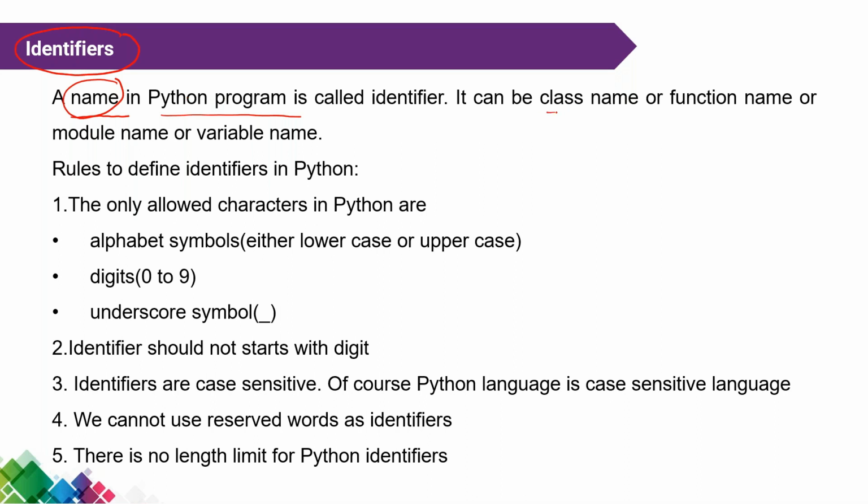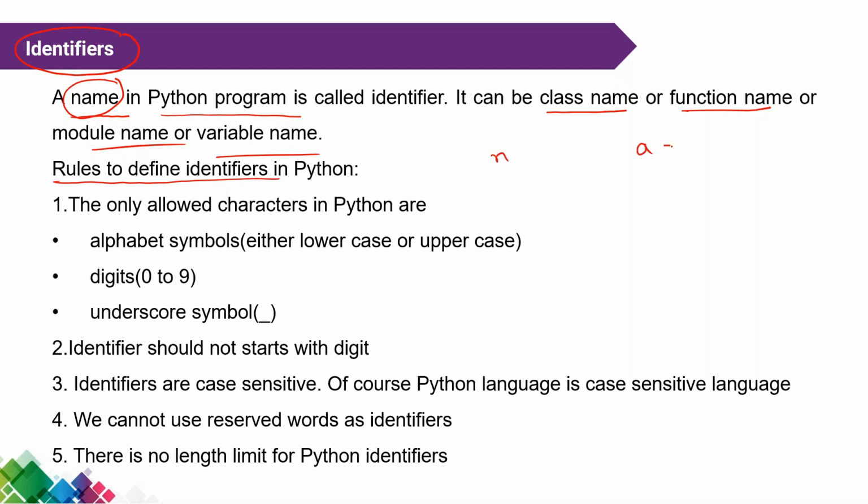It may be either a class name or a function name or a variable name or a module name or a pointer name, an object name, whatever. Wherever we are using a name, identifier comes into the picture. What are the rules? What is meant by this? We are given a name.